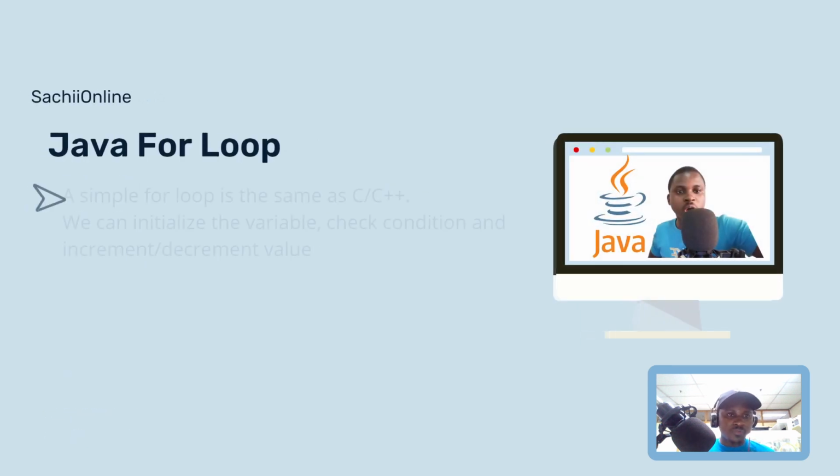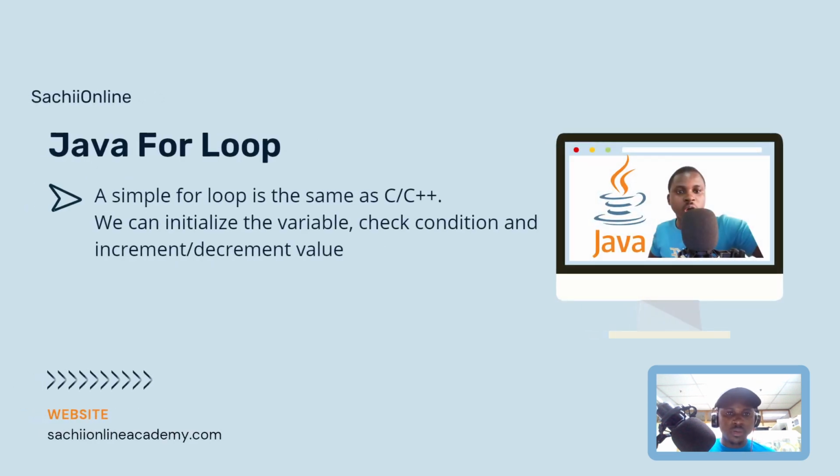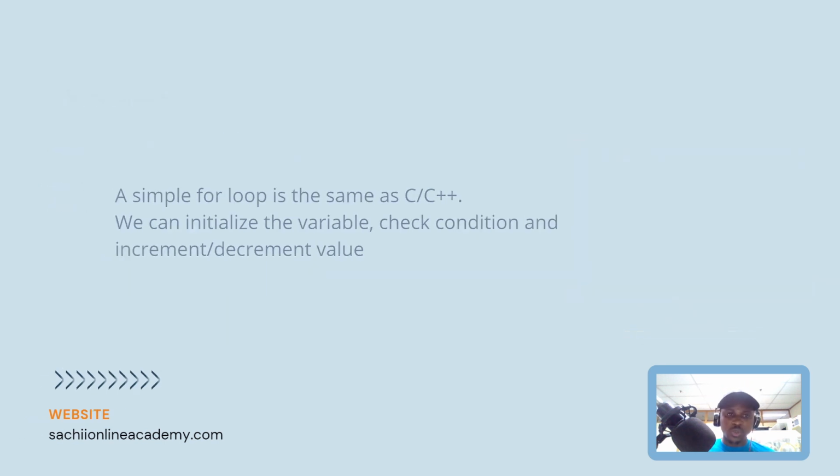Okay, so a simple for loop is the same as in C or C++. If you have done a for loop before in C or C++, it's just the same. You can initialize the variable, check the condition, and increment or decrement the value. These are the three statements that we are going to work with in a for loop. I'm going to show you how you can do that, and the order of execution of these statements that we are talking about.